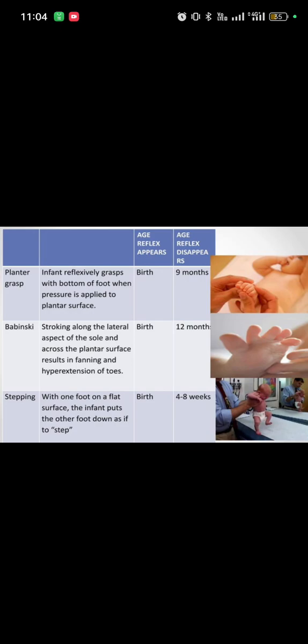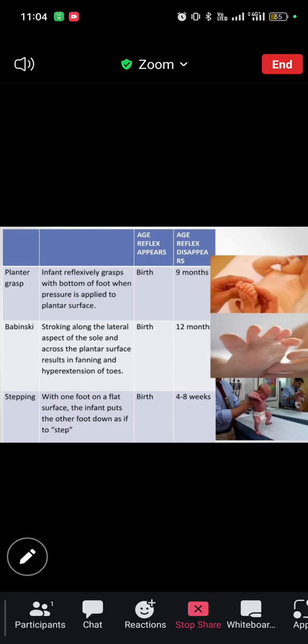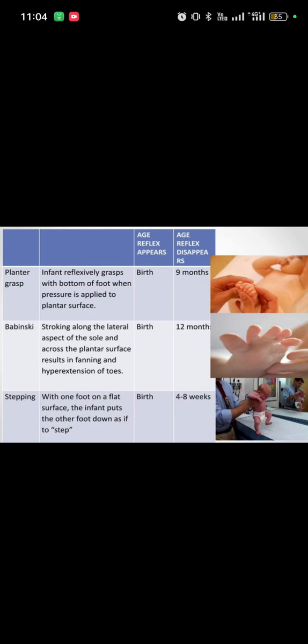Next, the plantar grasp. Infants reflexively grasp with the bottom of the foot when you apply pressure on the plantar surface. When you apply pressure on the foot of the baby, on the plantar surface, the baby starts to grasp with the bottom of the foot. You can see it in the first picture. That appears at birth and disappears at 9 months.